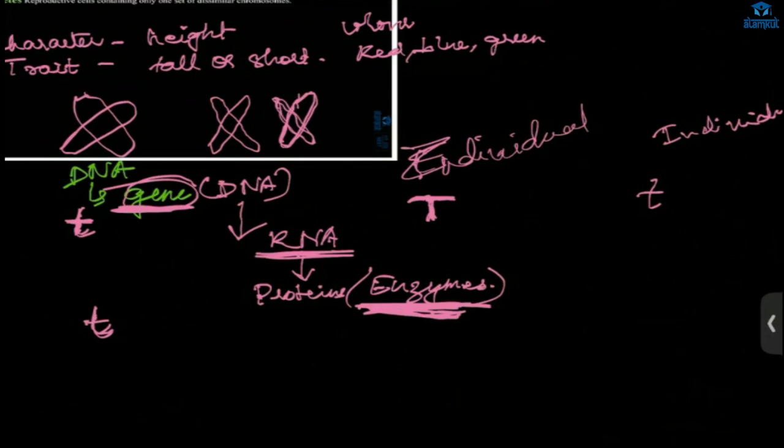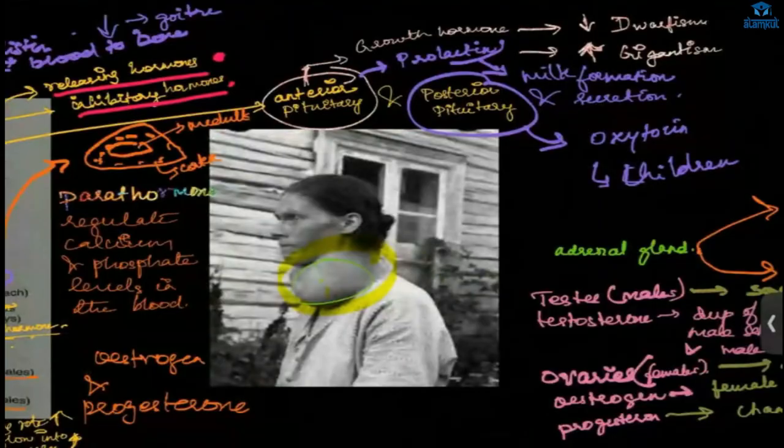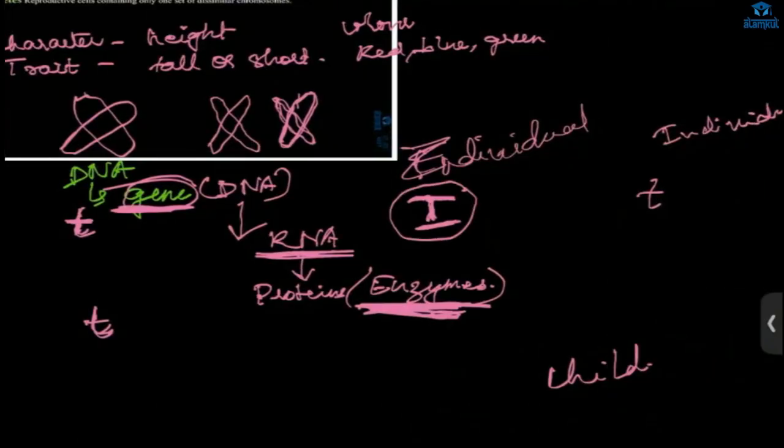If the child has this gene, it will produce enzymes or proteins which help the growth hormone. Which was the growth hormone? It's pituitary. Pituitary, okay, growth hormone. So in that individual, the tall gene, the tall allele is there. That means the enzyme being produced helps the pituitary to release more growth hormone. So the child will be tall.